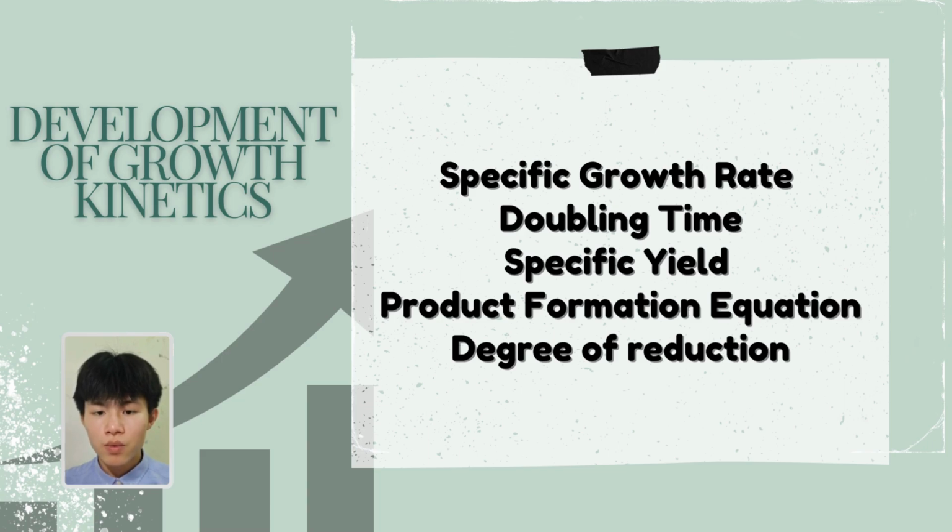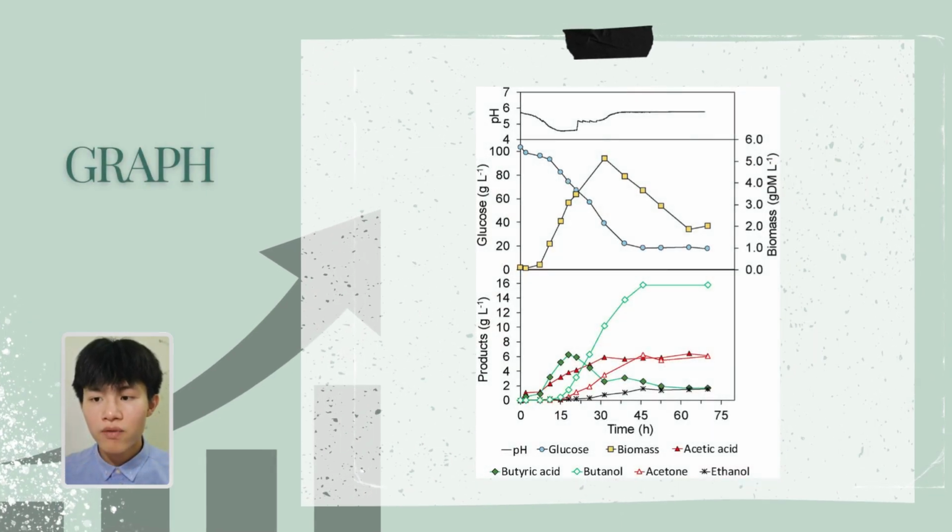In this section, we will dive into the numerical calculation part for the production of ABE and explore the development of growth kinetics. I will take you through the calculation of specific growth rate, doubling time, specific yield by stoichiometric microbial growth, product formation and the degree of reduction for the reaction. For the numerical calculation part, a graph including the concentration of biomass, concentration of substrate, and concentration of product versus time was found, and this is the graph we need to use.